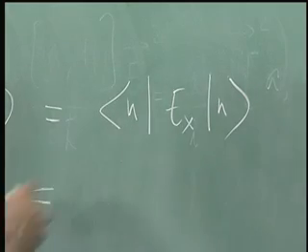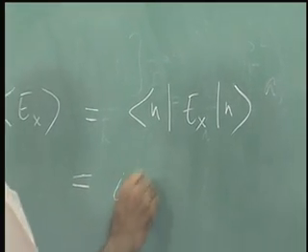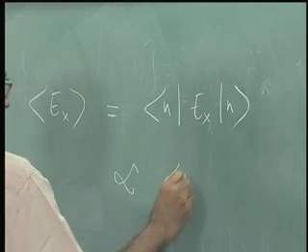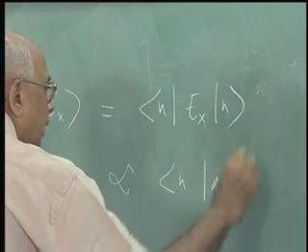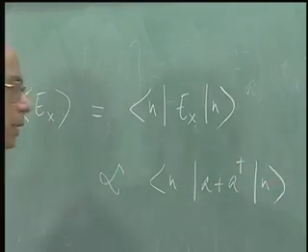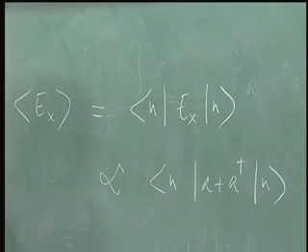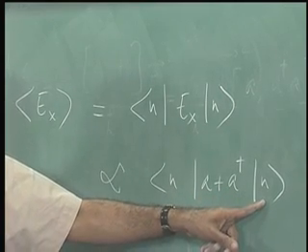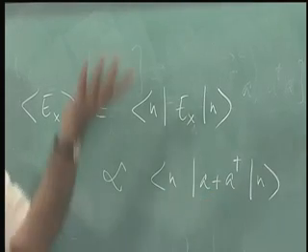So this is some constant, proportional to <n|A plus A dagger|n>. What is this equal to? 0, because A acts on n and lowers it to n minus 1, A dagger acts on n and raises it to n plus 1.